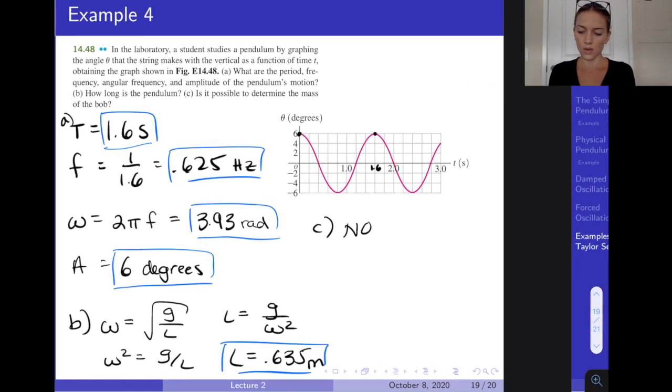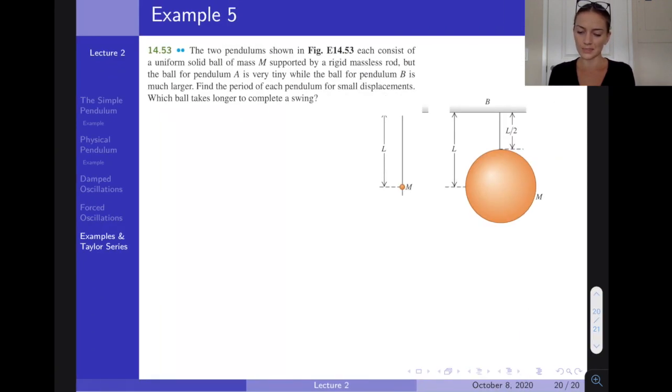All right, now let's go on to one more example. So here we have two pendulums. Each have a solid uniform ball of mass m supported by a massless rod. And the ball of pendulum A is very tiny, and the ball for pendulum B is obviously much larger. So we want to find the period of each pendulum for small displacement, so when they're undergoing simple harmonic motion. And we also want to know which ball takes longer to complete one period.